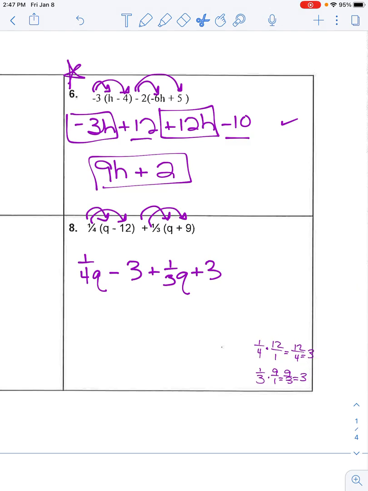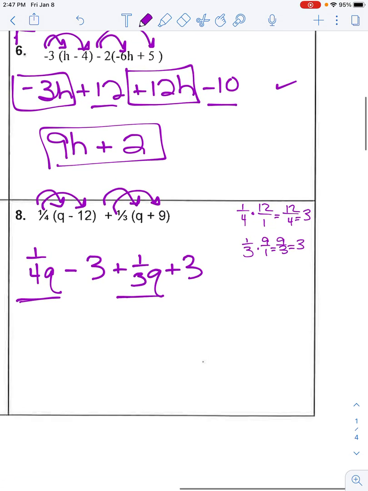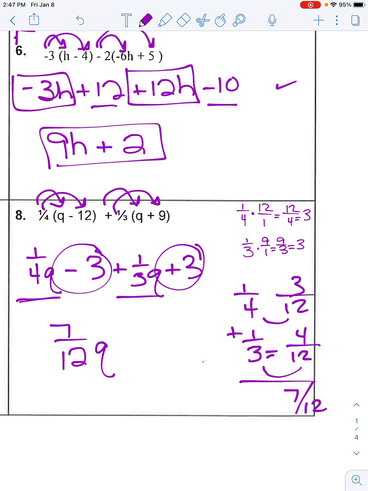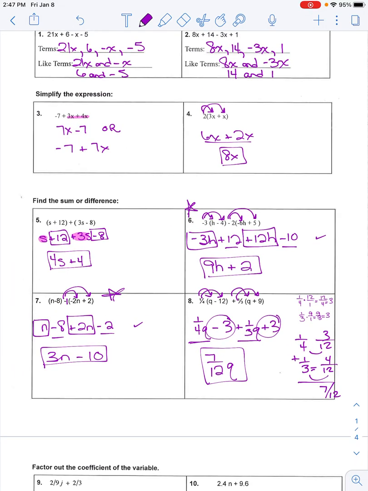Okay, so again, you'll get a point for distributing correctly, and then another point for combining like terms. Now I have 1/4 q plus 1/3 q. So now I'm adding fractions, which means I need a common denominator. Times 3 times 4, we're adding 4, 5, 6, 7. So I have 7/12 q. And then I have a negative 3 plus 3, those cancel each other out. Different signs, find the difference. The difference is 0. So just 7/12 q would be my answer.